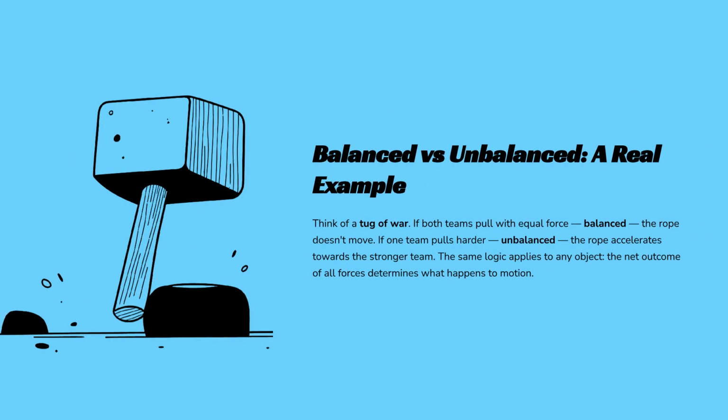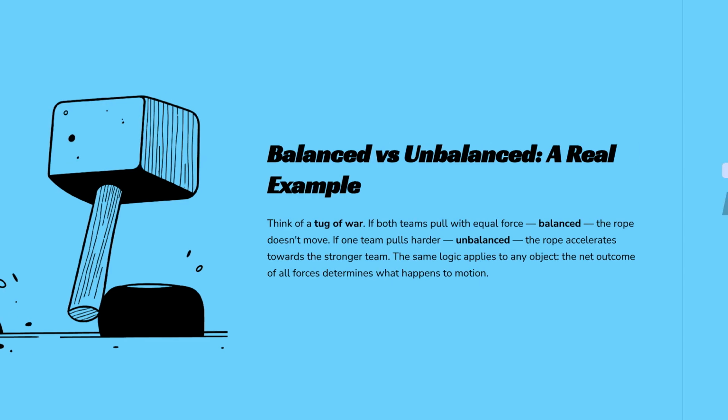Consider a tug of war. When both sides pull with equal force, the rope is balanced and stays put. If one team pulls harder, the force becomes unbalanced, causing the rope to accelerate toward the stronger team. Chapter 4 focuses on the resultant force.